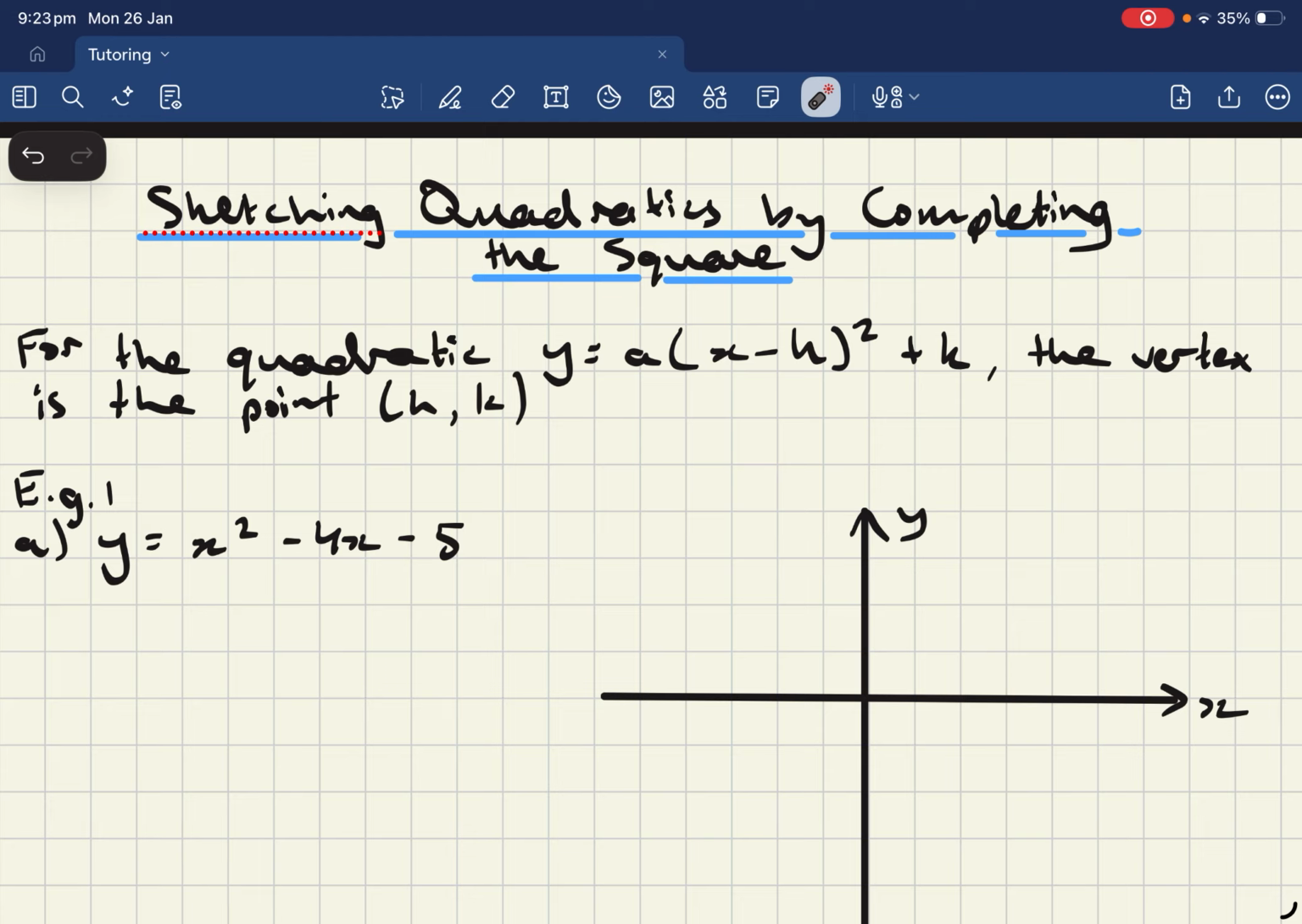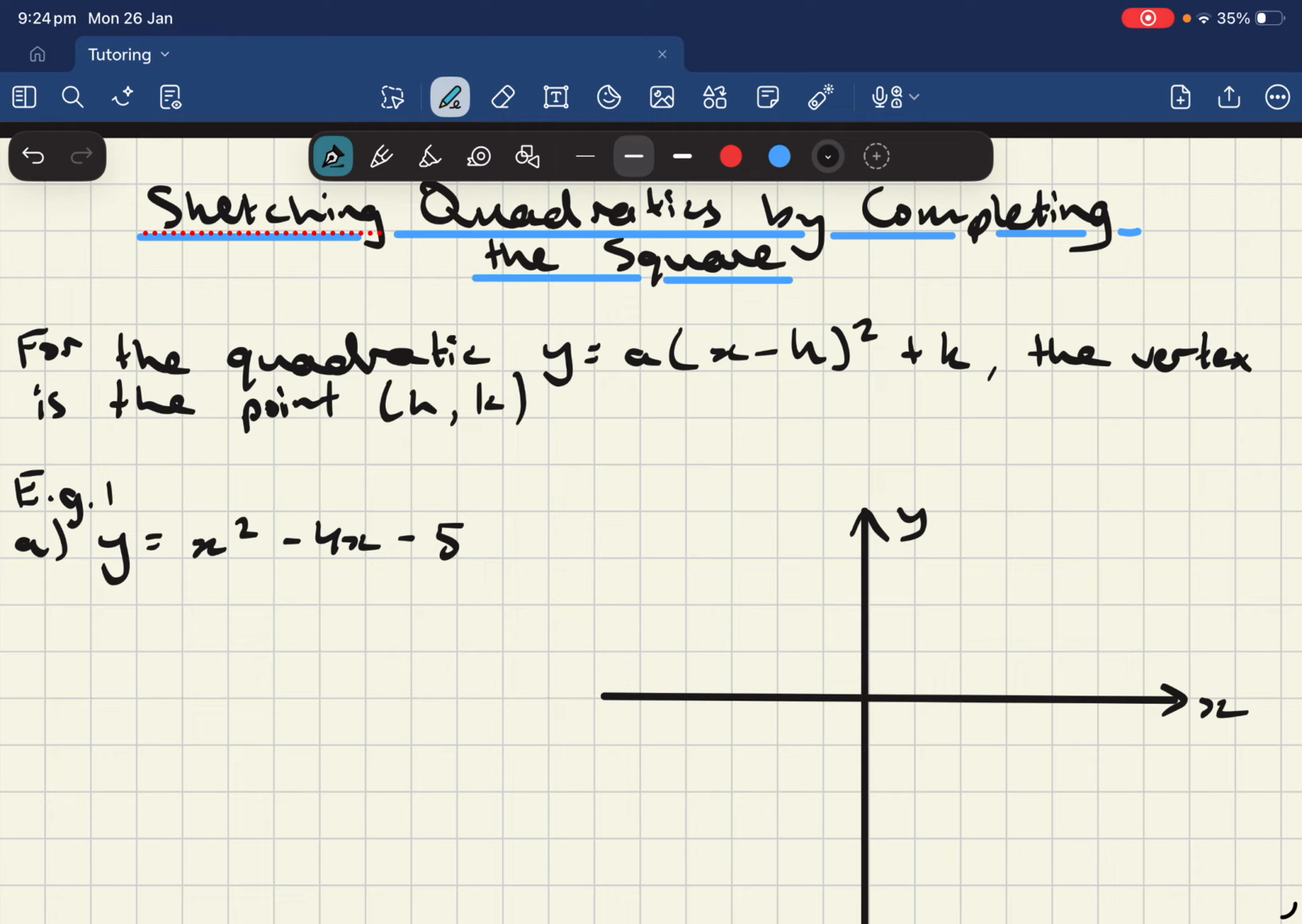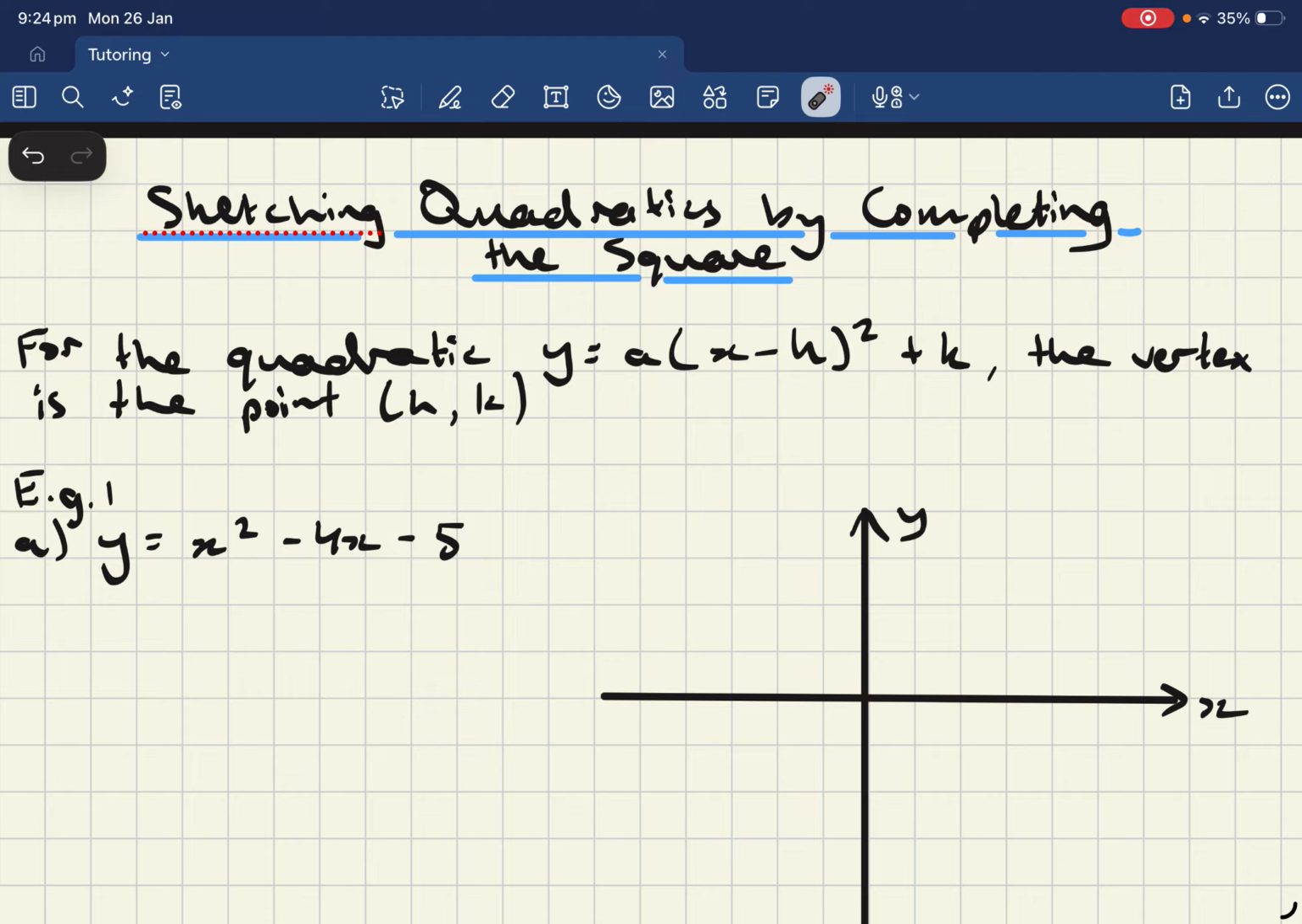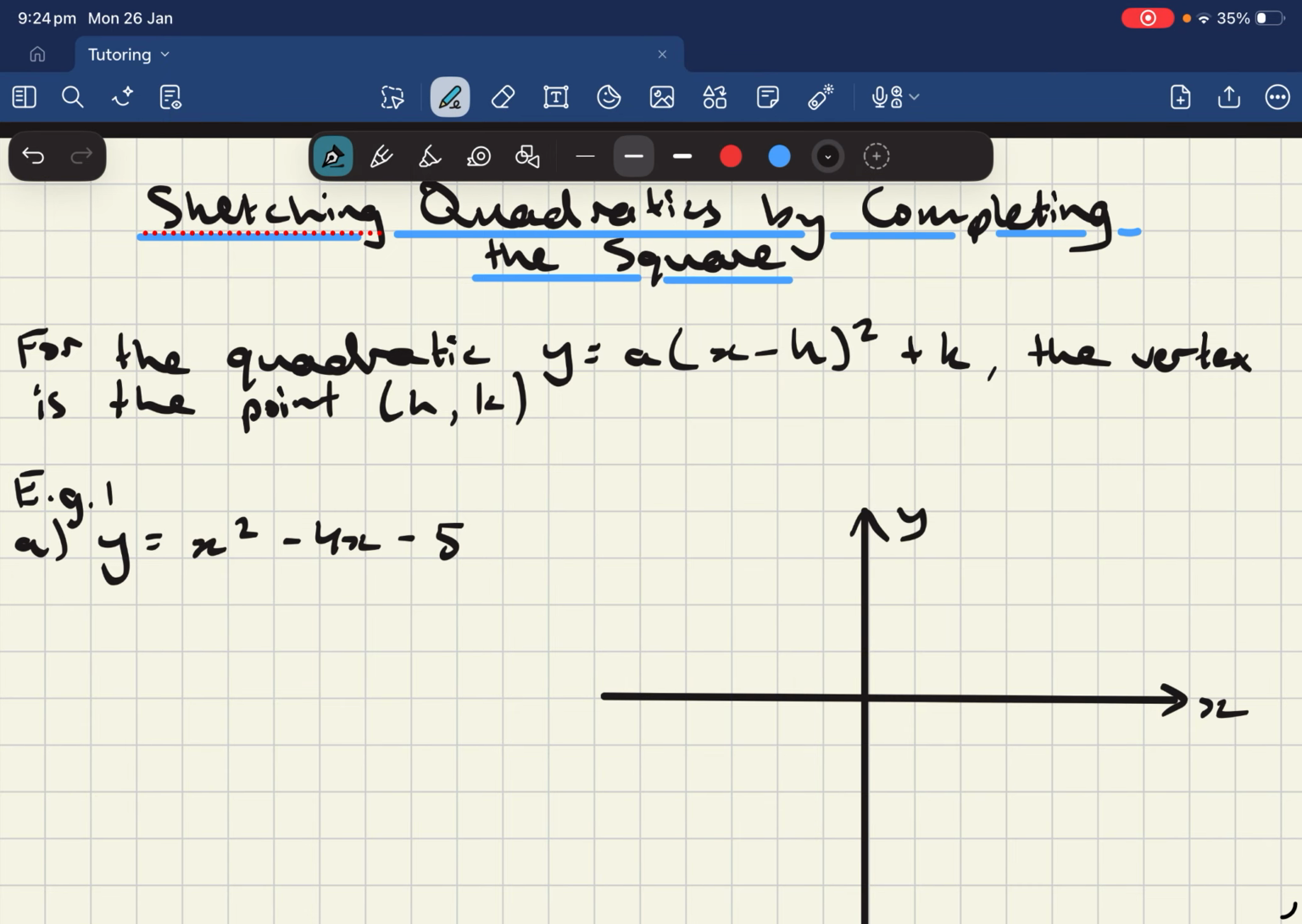We can read the vertex from this equation as h being the x coordinate, this one here, and k being the y coordinate. And this is why sometimes we call this vertex form of writing a quadratic. Now we're going to go straight into completing the square and actually sketching a quadratic here. So this first graph here, y equals x squared minus 4x minus 5. We already know that the coefficient of x squared is positive, so this will be a concave up parabola. Now, we're going to just find a couple of key features first.